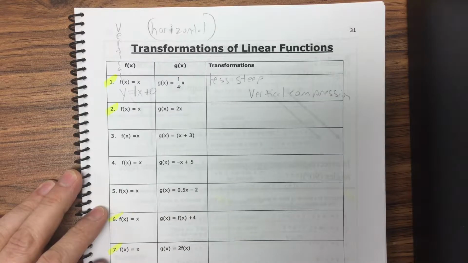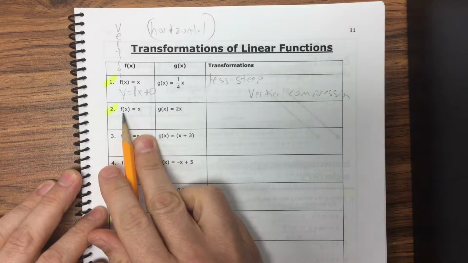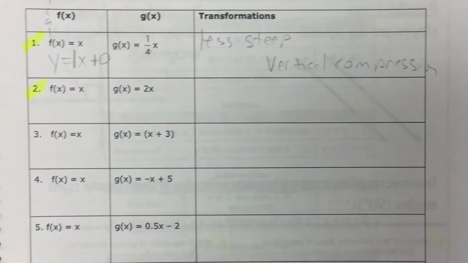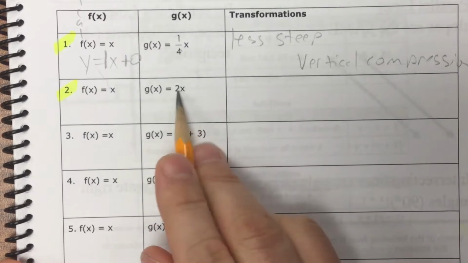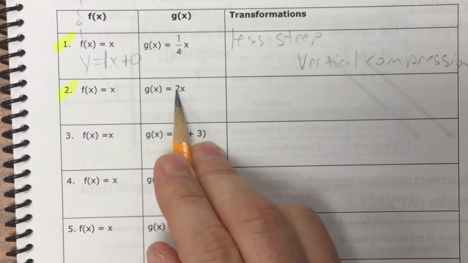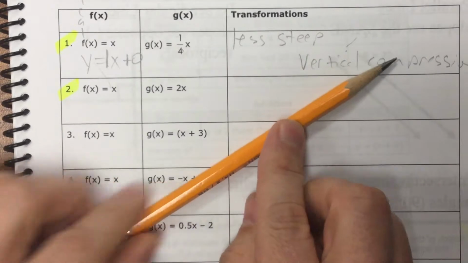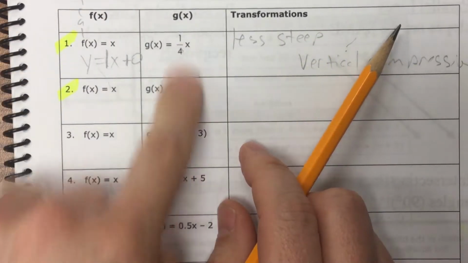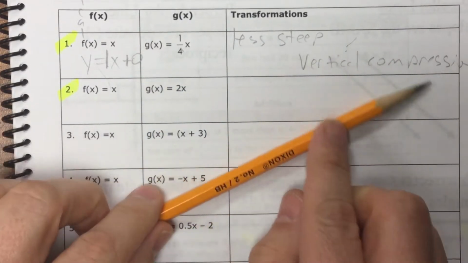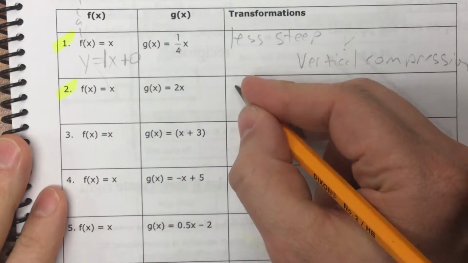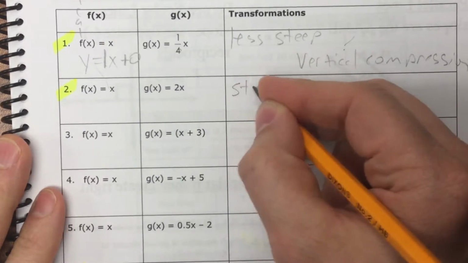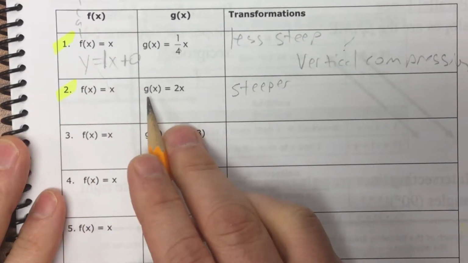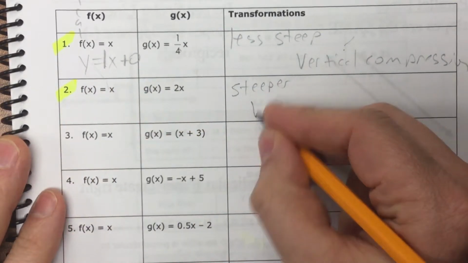All right, number 2, we have our parent function again, but this time in our g of x equation, it's g of x equals 2x. So the opposite happens. The m number's getting bigger. So it's going to do this. Okay, and you can graph this in the calculator, and you can graph each of these just like I did on the last video, and you'll see it be steeper. Okay, so it's going to be steeper. Okay, it's still not in parentheses, so it's a vertical change. We're going to call that a vertical stretch.